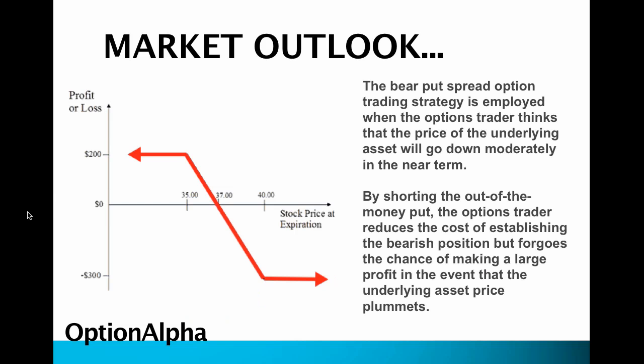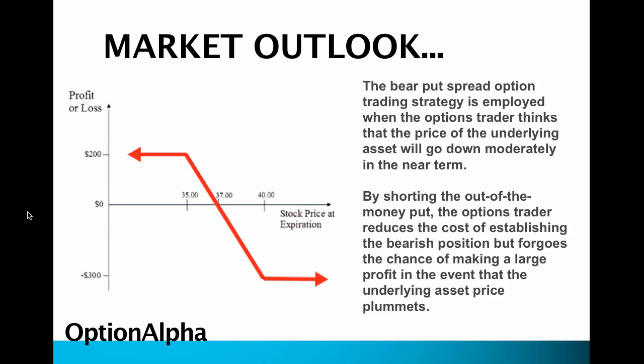So we're going to talk about the market outlook first for a bear put spread. It's really employed when the trader thinks that the underlying price of the stock is going to go down moderately in the near term. And I say moderately because what you're basically doing with a bear put spread is you're shorting an out of the money put, which is going to reduce the cost of your bearish position. So it's going to reduce the cost of the trade, but it's also going to cap your profits.